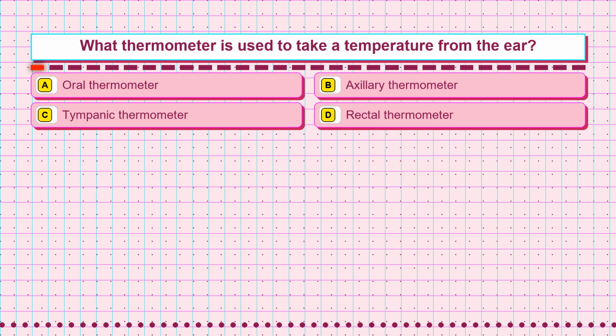Question 79. What thermometer is used to take a temperature from the ear? Option A, oral thermometer. Option B, axillary thermometer. Option C, tympanic thermometer. Option D, rectal thermometer.